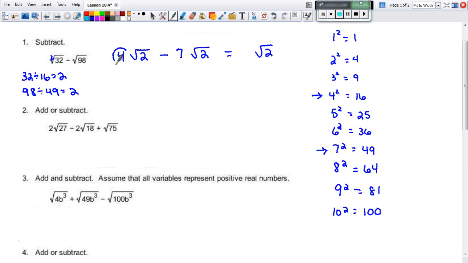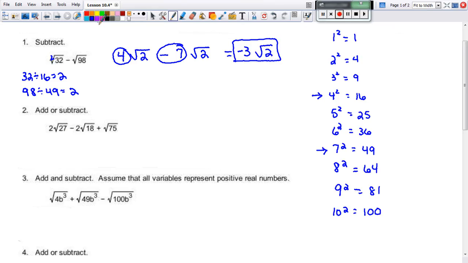And you put the outside together. This is 4, take away 7, which is negative 3. So negative 3 times the square root of 2 is the answer to that one. This next one, 27, is not on the list.